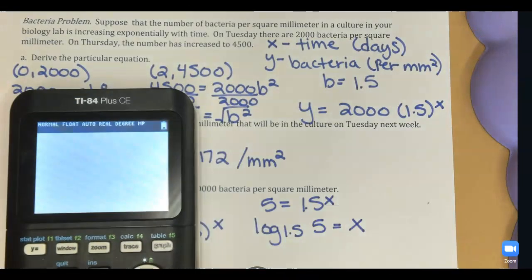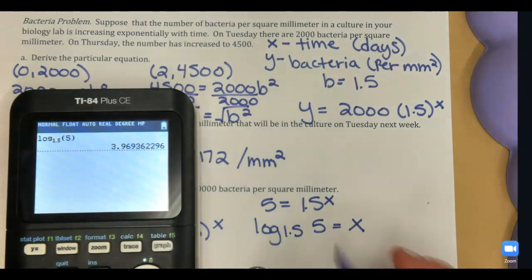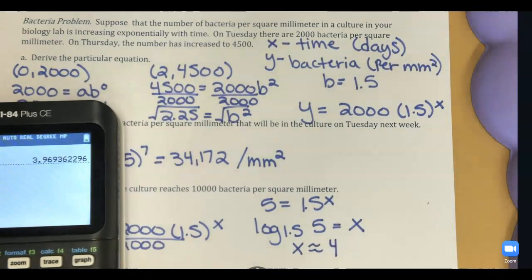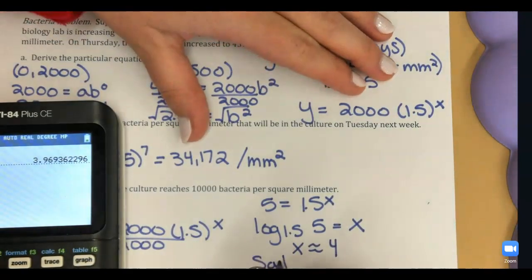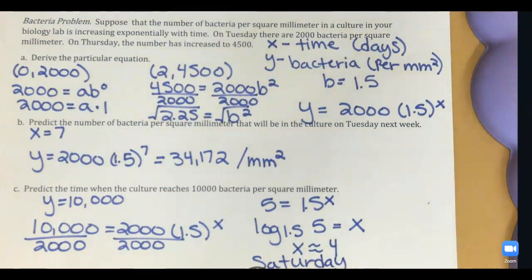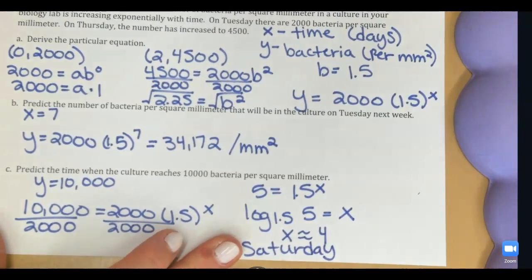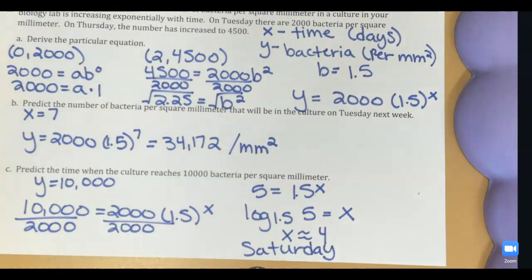This is where I need my calculator again. And so x is about 4. So 4 days later from that first Tuesday would be on Saturday. So when you only have 2 data points, you have to solve them by hand like this.